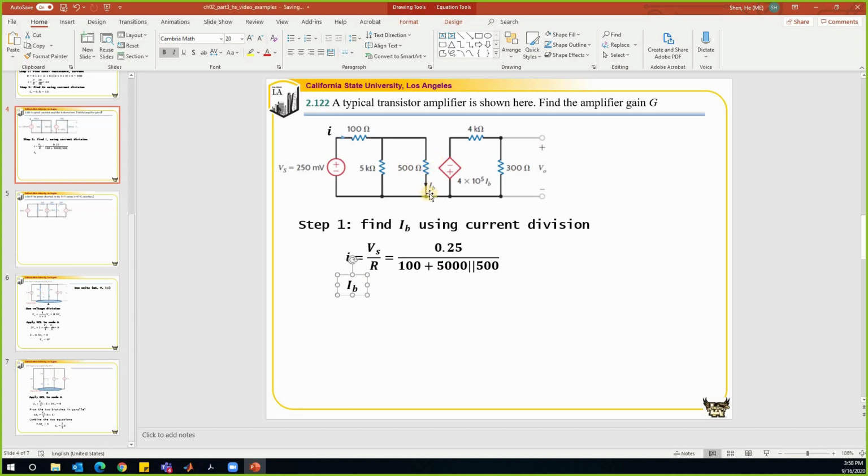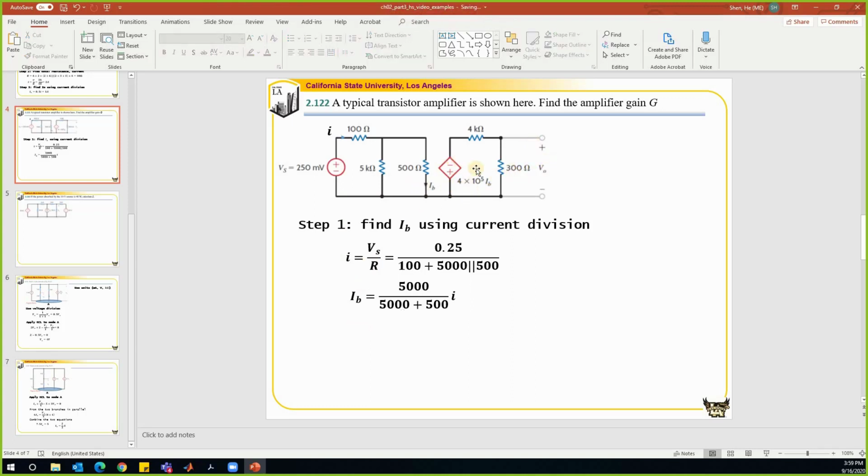After we find the total current, we'll be able to find the current in this branch. The current in that branch, IB, is equal to the resistance in the other branch, 5K, divided by the total resistance, 5,000 plus 500, times the total current, which is the current I. So this is how we can find IB. Once we find the current IB, we'll be able to find the output, right?